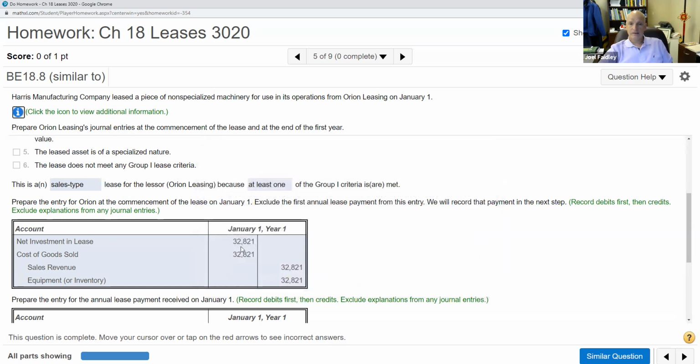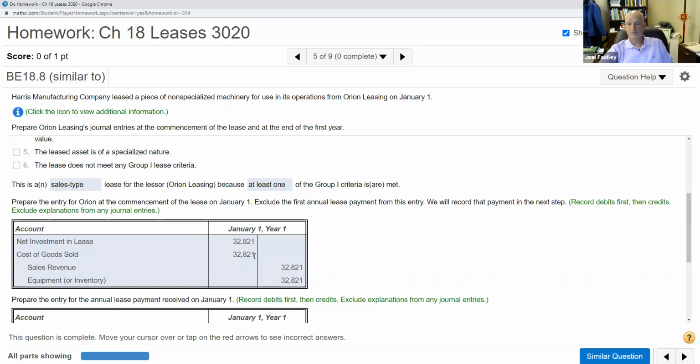All right, so there's my $32,821 net investment in lease. And this is the lessor, right? Investment in lease. They're taking off their books. Well, the net investment in lease, $32,821. There's my sales revenue. I've booked that, right? Then the second entry that they grouped together here is my cost of goods sold. So it's coming off my books as inventory, $32,821 debit to cost of goods sold.